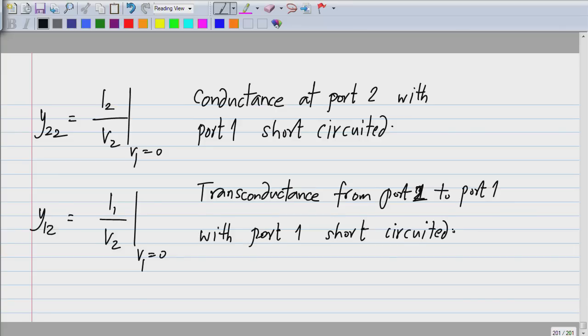circuited. Okay. So now, when I say measure, it also applies to calculations. So when you are given a circuit and you are asked to calculate the Y parameters, this is how you have to do it. To calculate Y11, you short circuit port 2, measure I1 and divide it by V1 to get Y11. Okay, and so on. So we will take an example of this later.